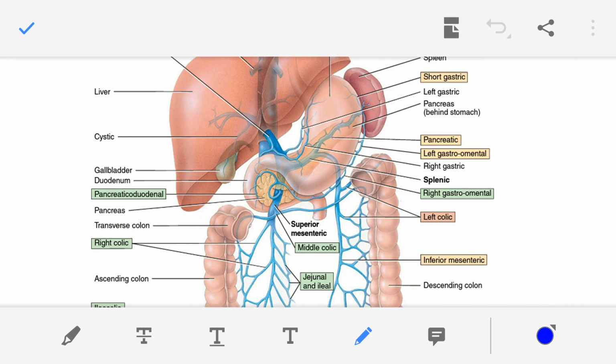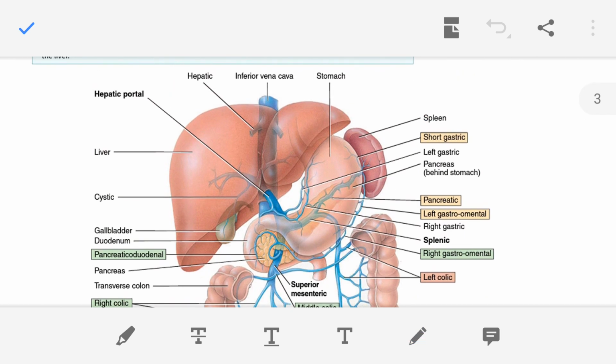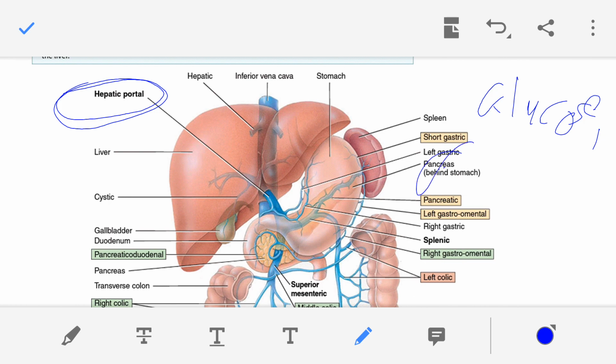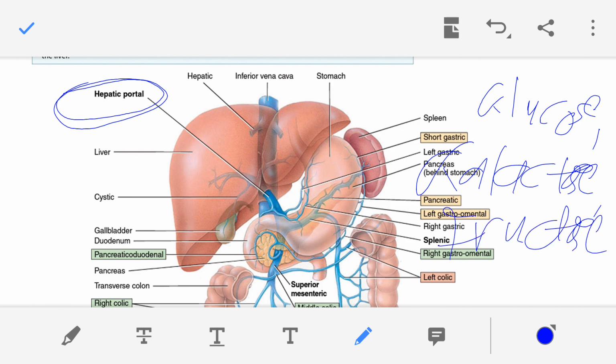Now the venules join together and form a vein, and that vein is known as the hepatic portal vein. So now we can say what is there in the hepatic portal vein: glucose is there, galactose is there, and in the blood fructose is also present.